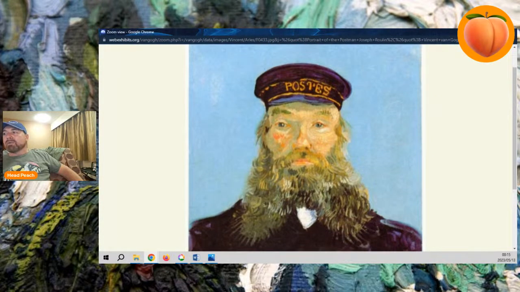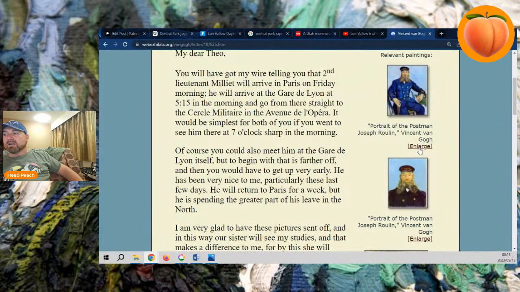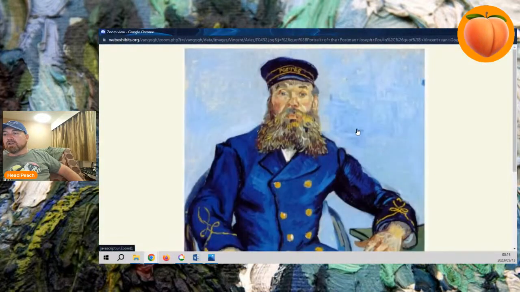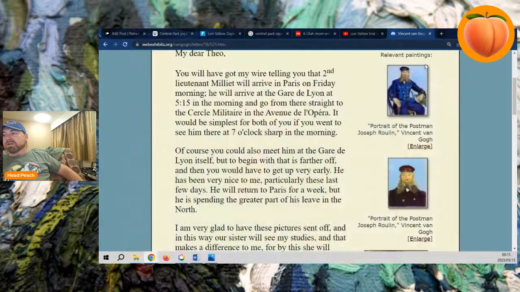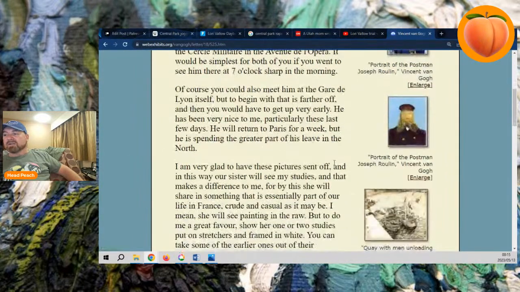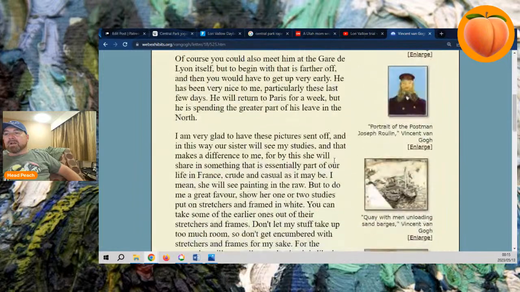And I actually saw a version of this painting in New York. It wasn't that one, and it wasn't this other one either. It's another version of it.